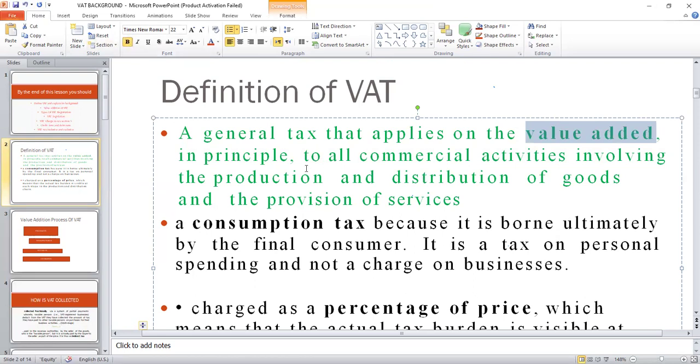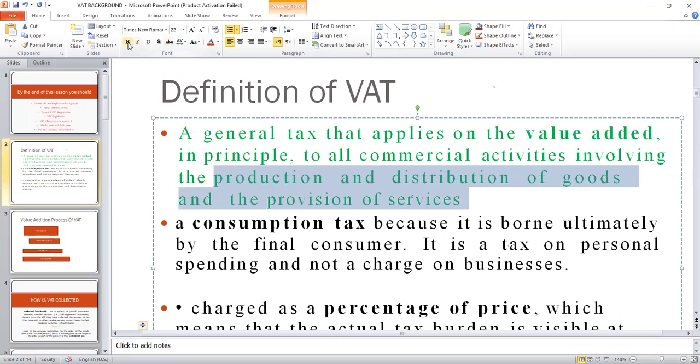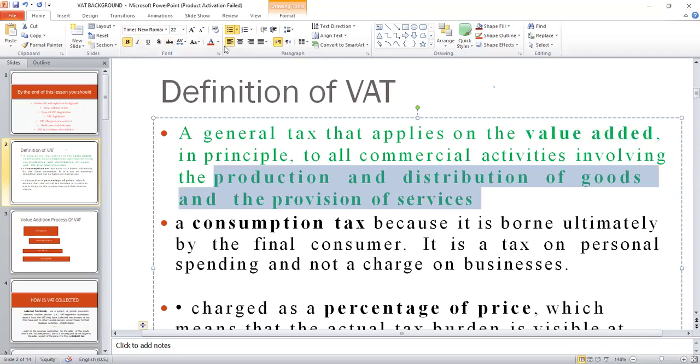And then, involving the production and distribution of goods, and also the provision of services. So any value added to the principal amount, involving the commercial activities, that is production and distribution of goods and the provision of services, is subject to VAT. In simple terms, provision of goods and services. And then you look at the value added.